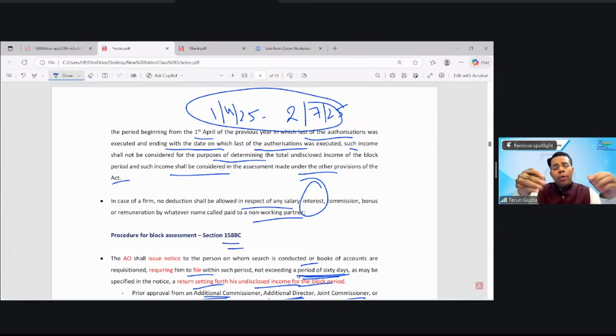You understood what happened in search? See, two things are important. One, the procedure, then the code. The code is that the tax officer has to ascertain the undisclosed income of the block period. So this undisclosed income is the income which the assessee has reported in the return furnished under section 158BC plus the income which the AO has found out. The aggregate of this is called undisclosed income.